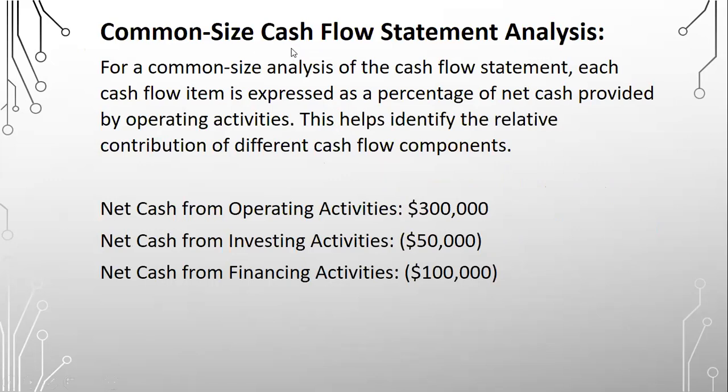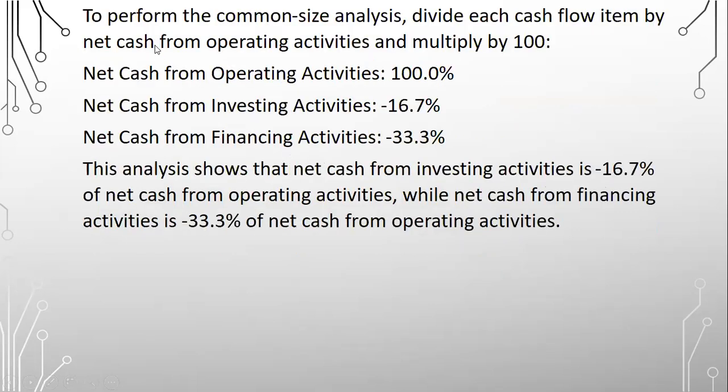Then we have the common size cash flow statement analysis. For a common size analysis of the cash flow statement, each cash flow item is expressed as a percentage of net cash provided by operating activities. Everything over cash provided by operating activities. To perform the common size analysis, divide each cash flow item by the net cash from operating activities and multiply by 100. The same thing. So we take our investing activities, divide by our operating activities times 100, or we just do percentage in Excel.